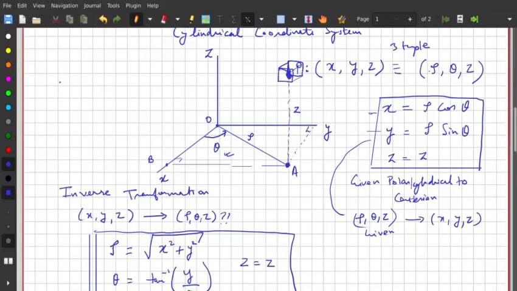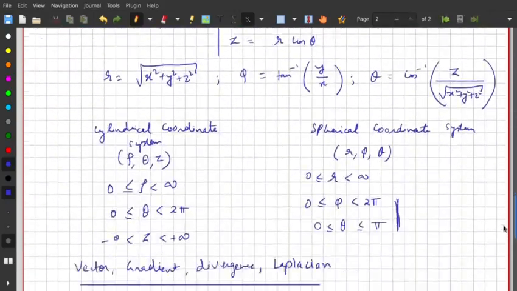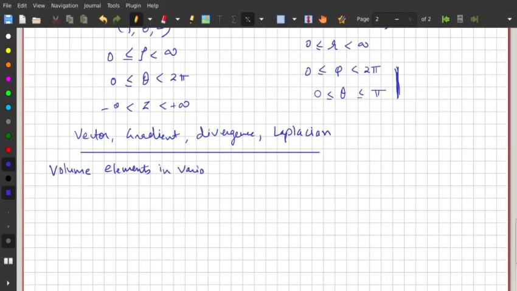Okay, and the volume of that small elementary volume, let's do it for Cartesian coordinates. So let me write down the volume elements in various coordinate systems.